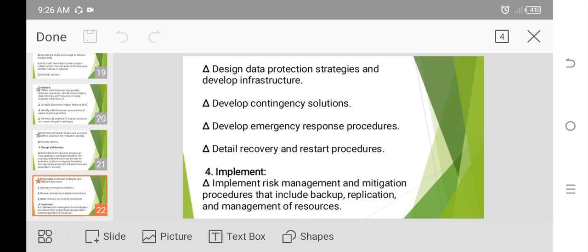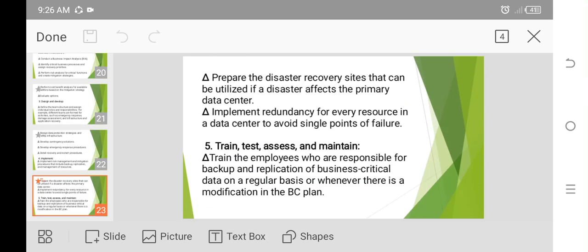And then the fourth stage is the implementation. Implement risk management and mitigation procedures that include backup, replication, and management of resources. Prepare the disaster recovery sites that can be utilized if a disaster affects the primary data center. And then implement redundancy for every resource in a data center to avoid single points of failure.